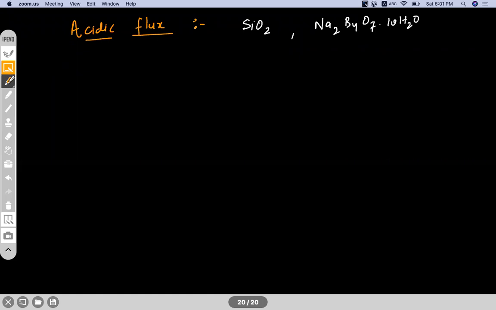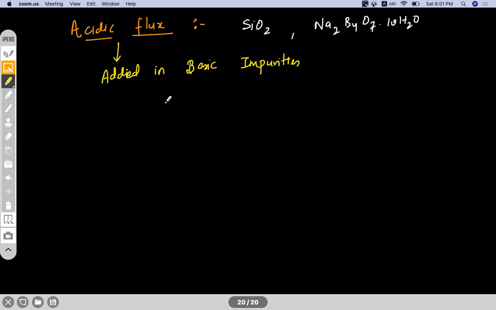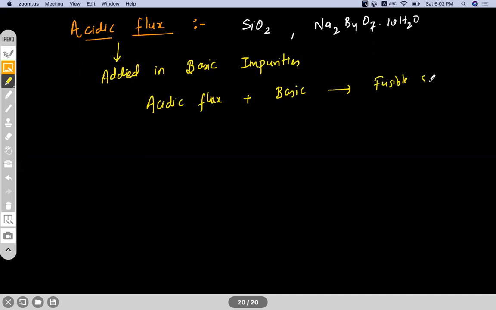This is added always when the impurities are basic. Added in basic impurities, such as metallic oxides. Metallic oxides are basic. So we have acidic flux added in basic impurities, which gives you fusible slag. It was non-fusible initially. Once you add this flux, it becomes fusible.